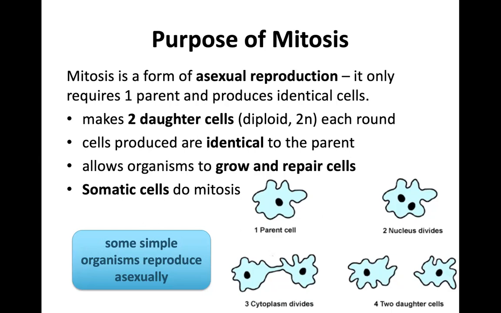Everybody got me? Okay. So the purpose of mitosis is to allow organisms to grow and repair cells. And this is also where diploid comes into play. This happens in somatic cells. Somatic cells are body cells. So all the cells in our body, we get more of those via mitosis, with the exception of the gametes, which are what?